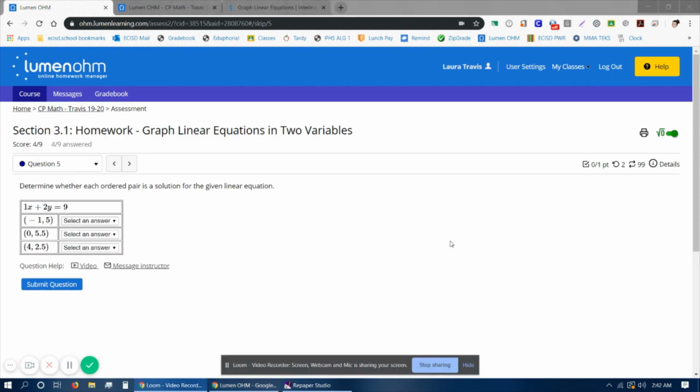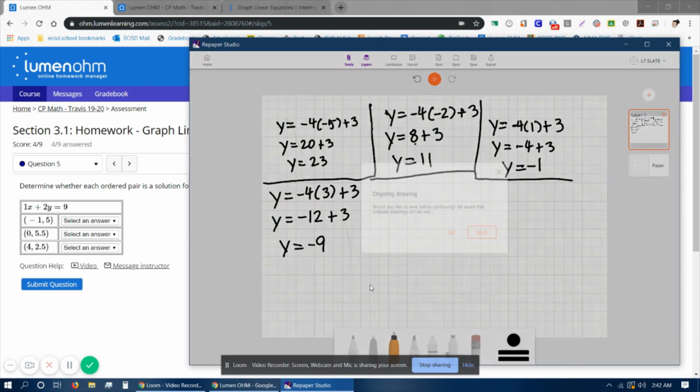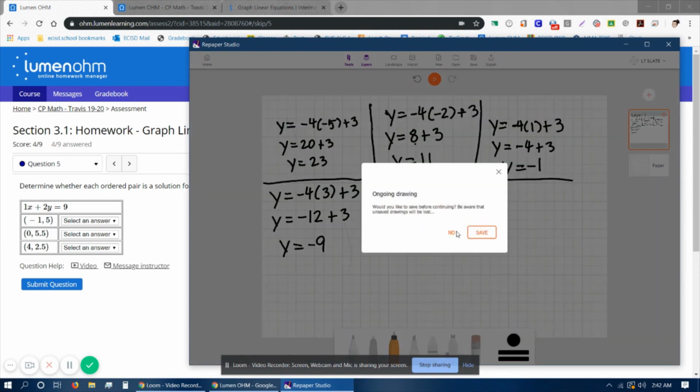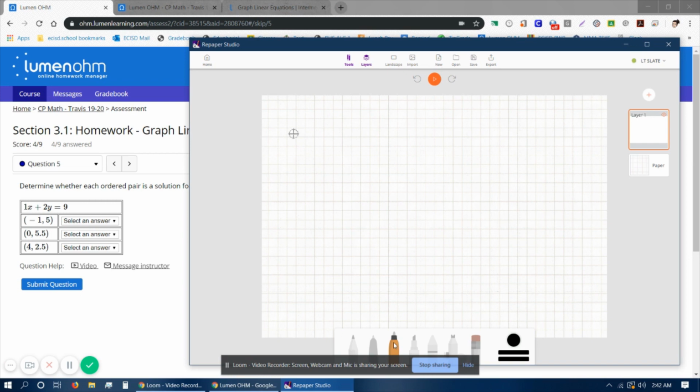Question 5 wants us to determine whether each ordered pair is a solution for the given linear equation. What that means is if I plug in this x value and this y value into this equation, does it wind up equaling 9 or not? So let's open up a new page and plug them in and test it out.